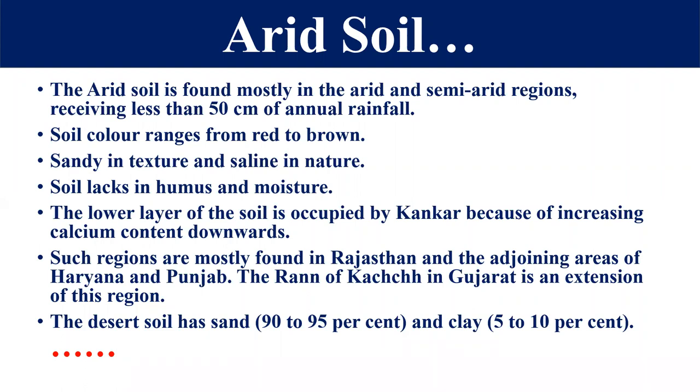And if we think about desert soil, it has 90 to 95% sand and 5 to 10% clay. So that's why we can say that a very low amount of vegetation can be found here. If vegetation is found here, it may be cactus, it may be thorny bushes also, right? So this kind of vegetation is found in these areas. So this is arid soil.